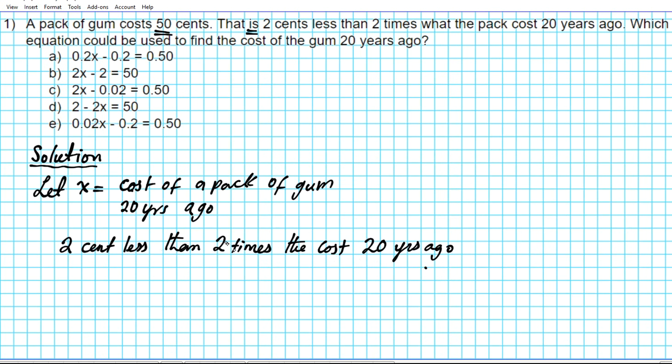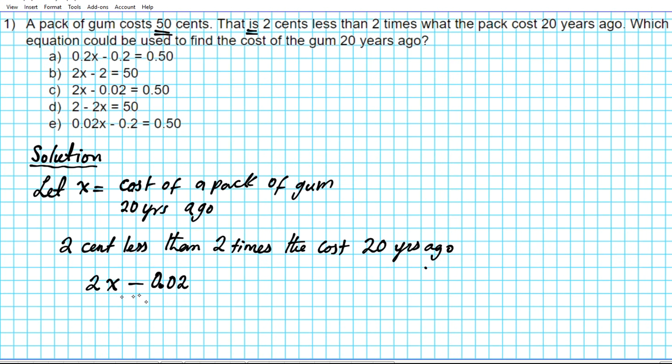So 2 cents less than 2 times the cost 20 years ago is actually written as 2 times the cost 20 years ago, which is x. Less means minus. Less than, so 2 cents, that's 0.02. So that's what this expression is.